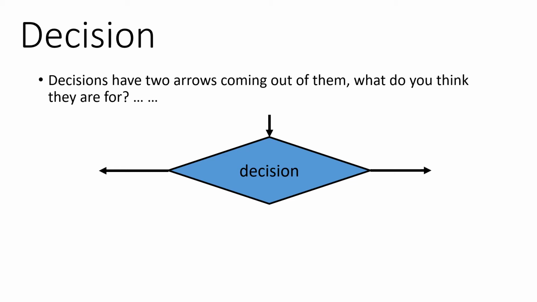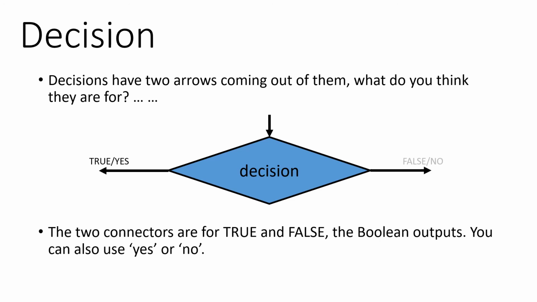The arrows are for the Boolean outputs, true and false, or yes or no. This is how we make decisions one way or another in our flowchart. And so this is why decisions have two arrows coming out of them. A decision is shown by a diamond shape in the flowchart.